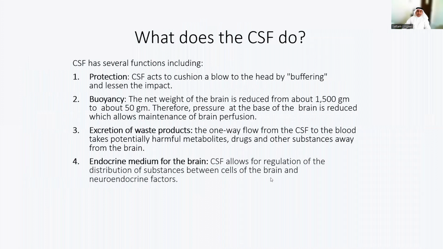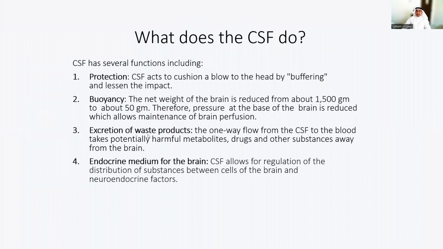So what are the main functions? It's basically protection of the brain against head injuries and impacts, as it works as a buffering zone. It also helps in floating of the brain, because the brain is rather heavy with a total weight of almost 1.5 kilograms. But because of this surrounding fluid that keeps it floating, it decreases its apparent weight to only 50 grams, which makes it easy for head lifting.